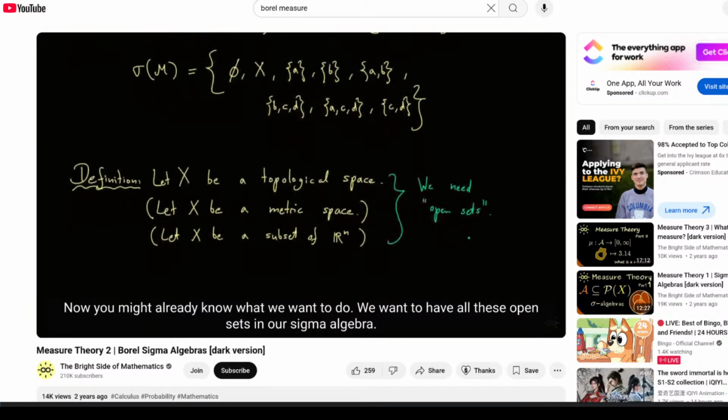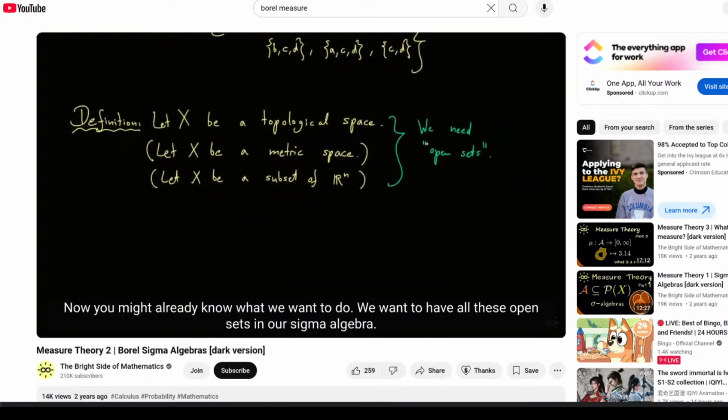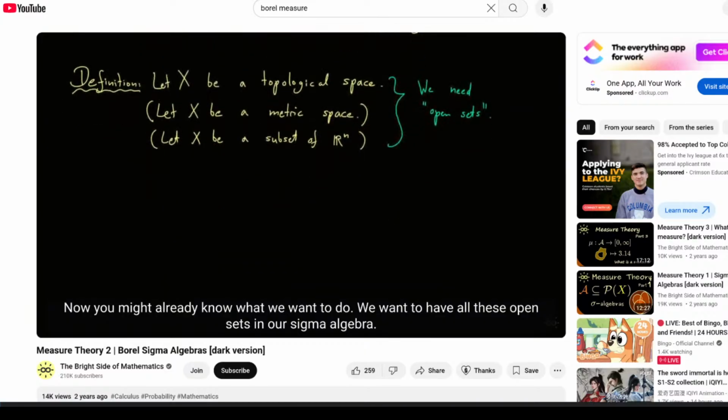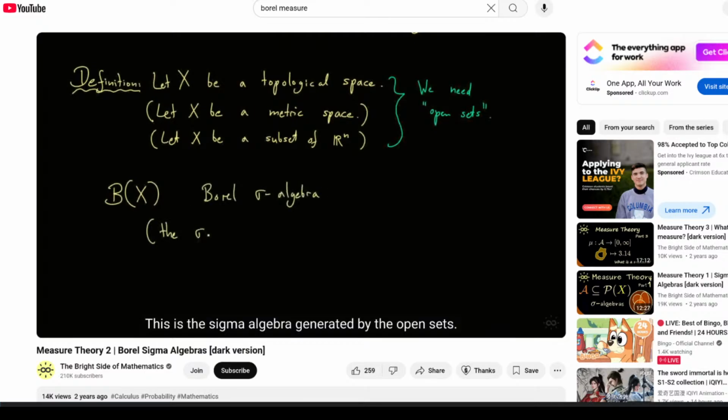Now you might know what we want to do. We want to have all these open sets in our sigma algebra, which means we will look at the sigma algebra that the open sets generate. And indeed, this is the Borel sigma algebra, denoted by B of X. This is the sigma algebra generated by the open sets.